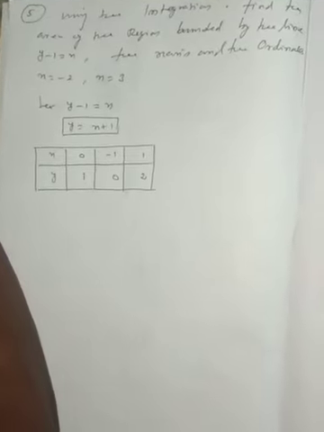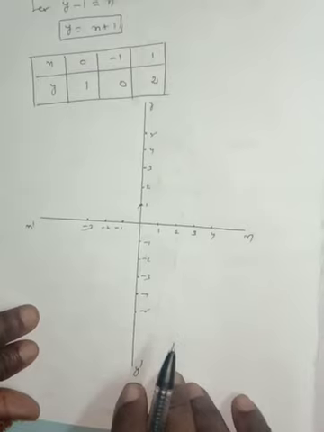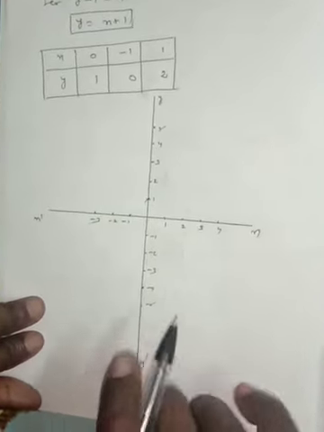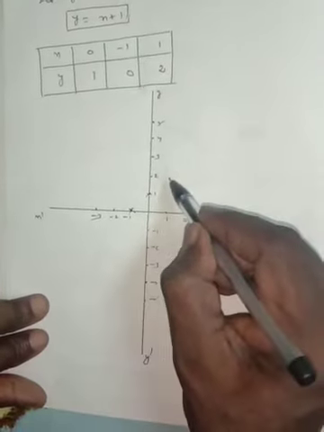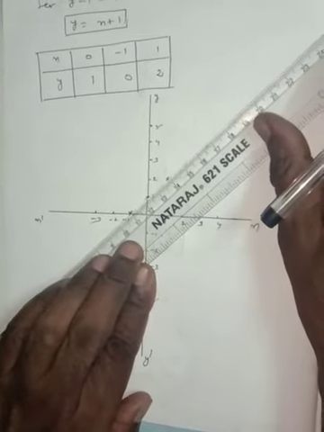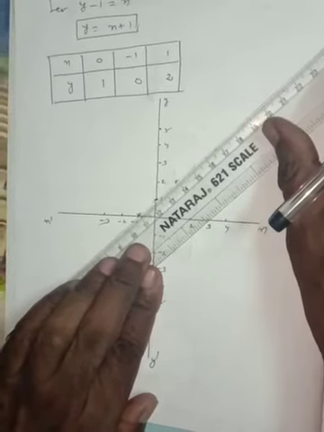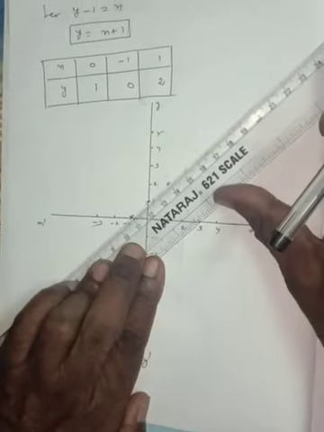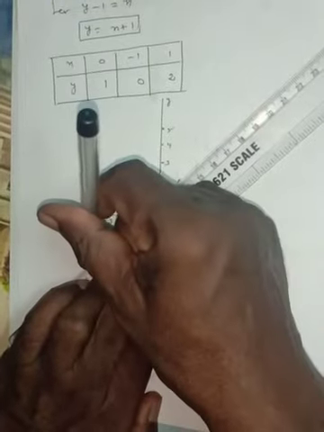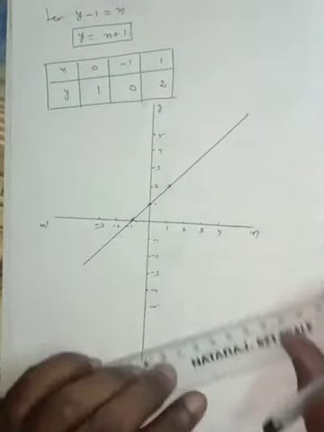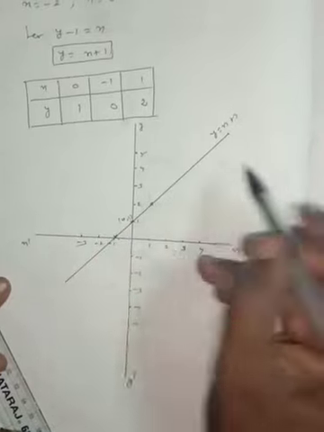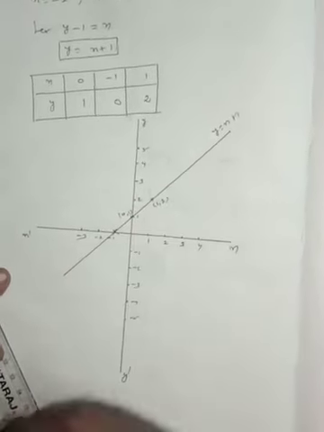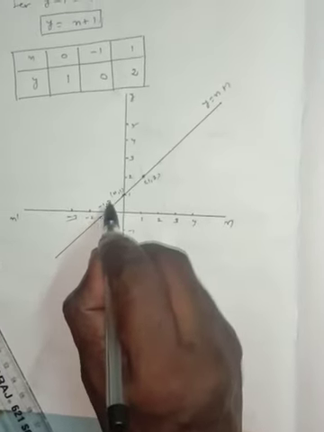Now, the coordinate axis. Next, minus 1, 0. Next, 1, 2. Now, 0, 1, next 1, 2, next minus 1, 0.